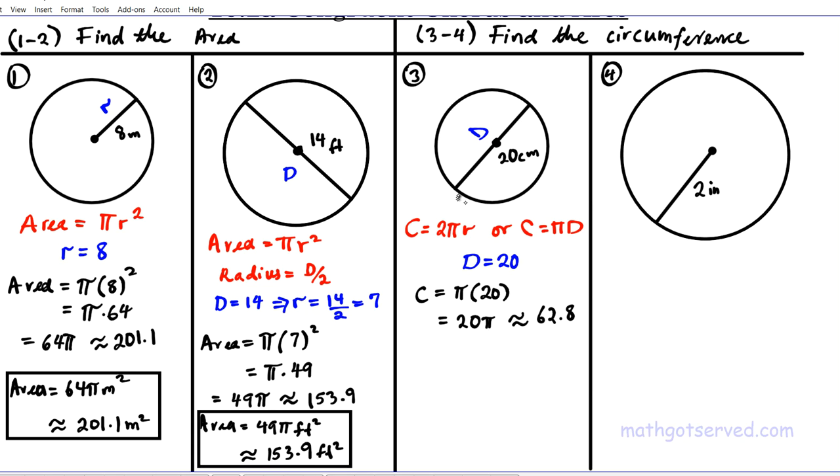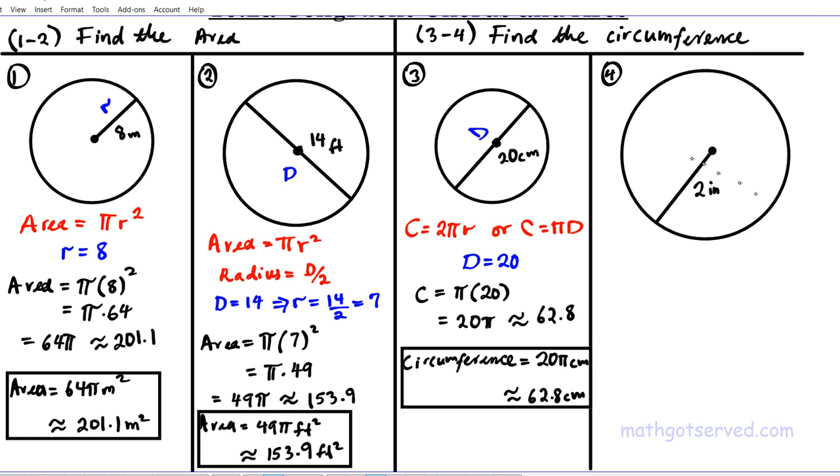That basically represents the distance around this circle. So our circumference is 20 pi centimeters. It's just a length, which is approximately 62.8 centimeters around the circle. Okay, all right, let's take a look at number 4.